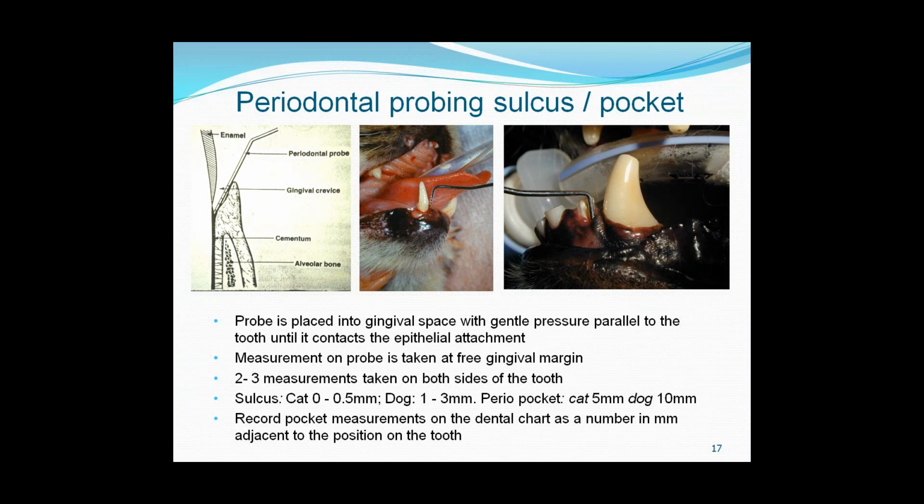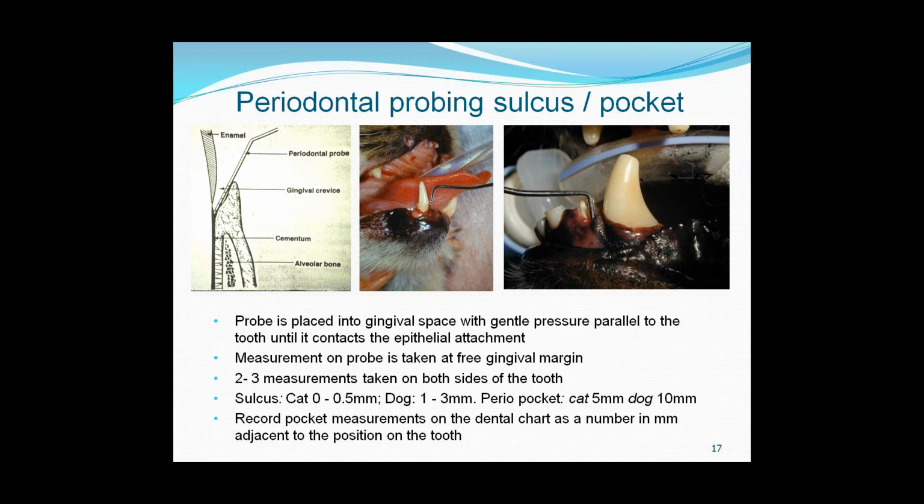So as I said before, normal in a cat is up to about 0.5 millimeter, and normal in a dog can be up to 3 millimeters. We can see the two clinical pictures. The picture in the middle with the periodontal probe exploring the mesiolingual surface of the cat's mandibular canine tooth has a depth of around 5 millimeters, so that would indicate a pocket is present and requires treatment.